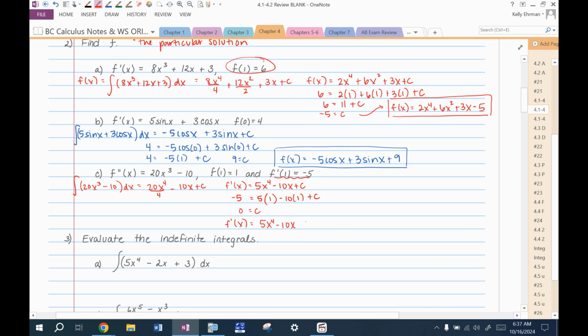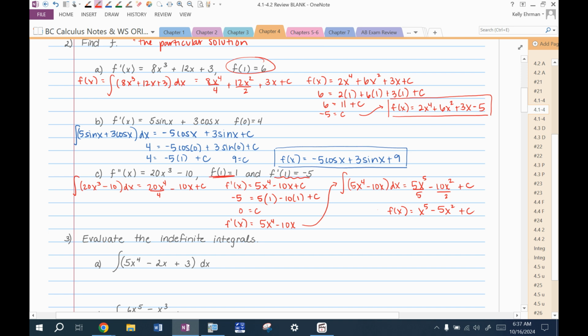Now we need to integrate again. So I feel like I'm going to do an arrow here. So now I want to integrate f prime so that I get f of x. So 5x to the fourth minus 10x dx. So that's equal to 5x to the fifth divided by 5 minus 10x squared divided by 2 plus c. So this is my f of x equation. So f of x is equal to x to the fifth minus 5x squared plus c.